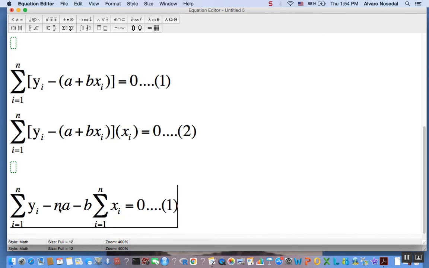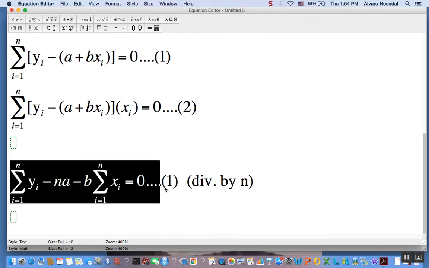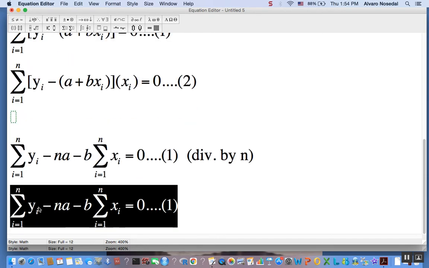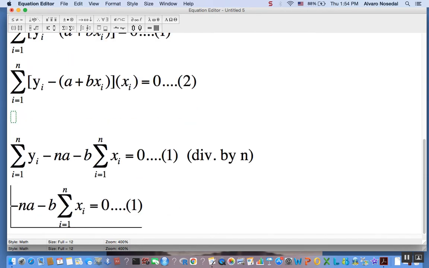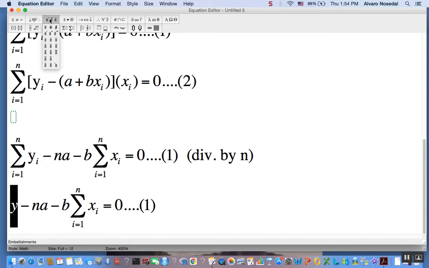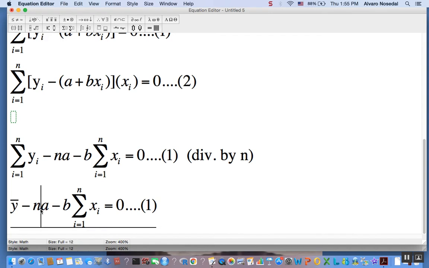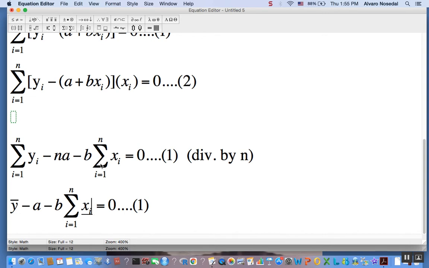Now, if we divide both sides by n, what we're going to have is y bar minus a minus b times x bar. You guys agree?